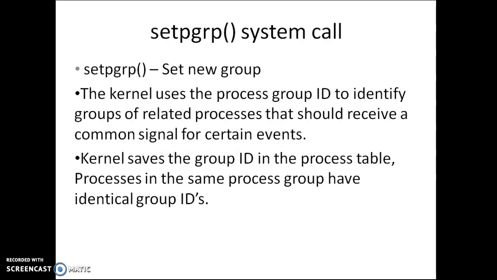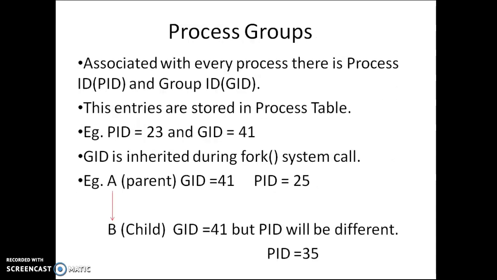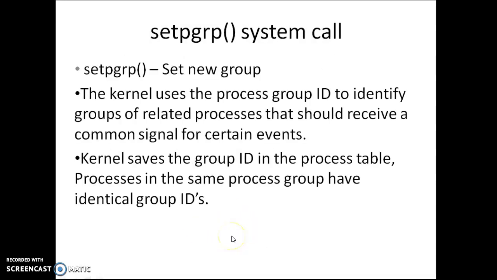So how should you create a different group? For example, B has the GID, that is 41. Now if B wants to change its group ID from 41 to something else, it will be using the setpgrp system call. So setpgrp is used to create a new group.